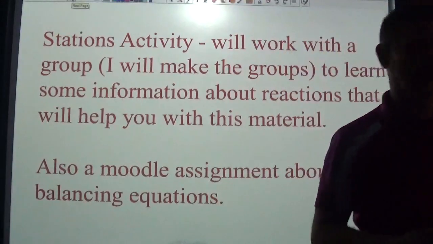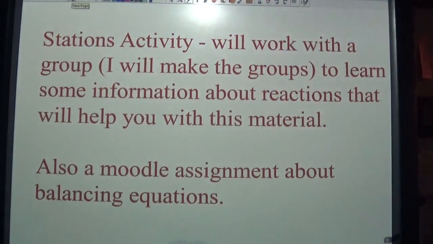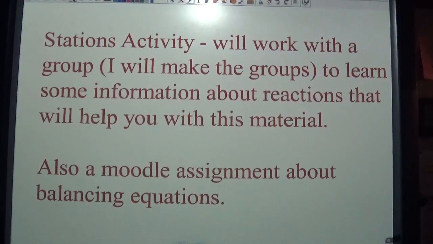So on Thursday and Friday, we're going to do a stations activity. You are going to work within a group. The sad thing is for you, I will choose your groups this time. You're going to learn some information by going from station to station and figuring out what is going on in terms of these balancing equations and chemical reactions, and we'll work through them. We probably won't have enough time to finish all of the stations in class on Thursday. We'll pick up and use some of them on Friday as well.